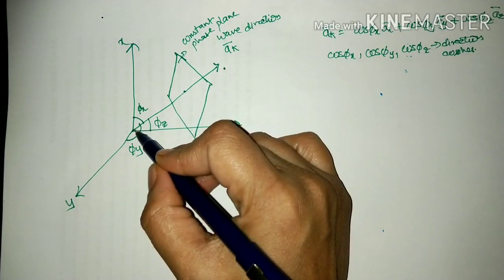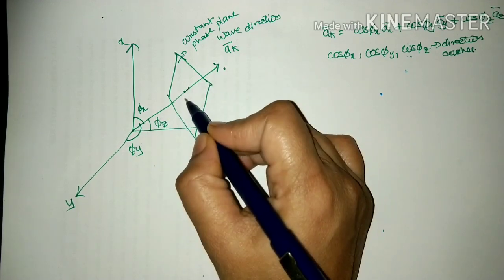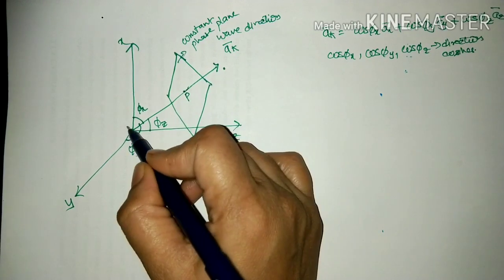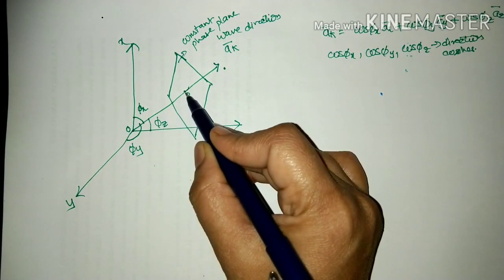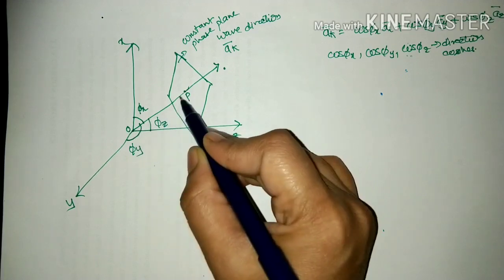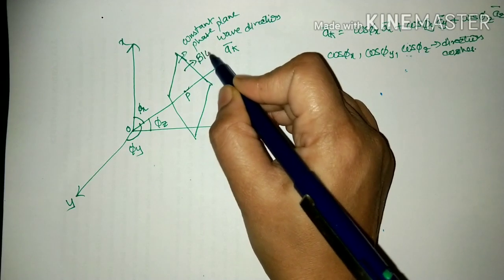So let us consider the point where this plane intersects this vector to be P. This is the origin. If you know the distance traveled by the wave, which is given by mod OP, you can calculate the phase at this plane, which is equal to beta into mod OP.